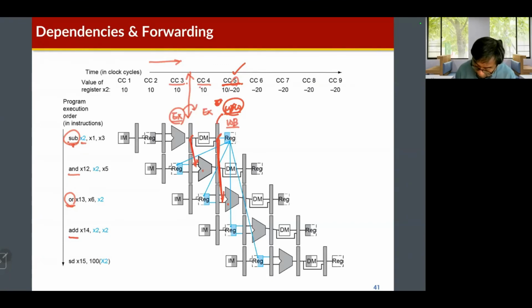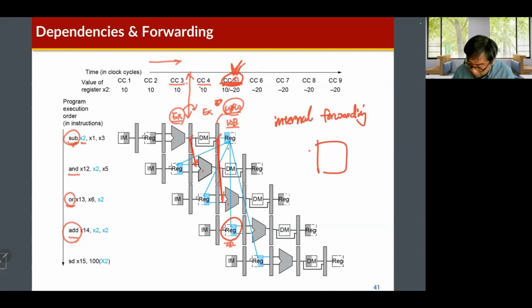The add instruction tries to read registers in the ID stage at clock cycle number 5 here. And at the same time, the sub instruction tries to write its result to register 5. In this case, we assume that this register supports internal forwarding. This is the RS1 and RS2, so X2, and the sub instruction is writing some data to X2.